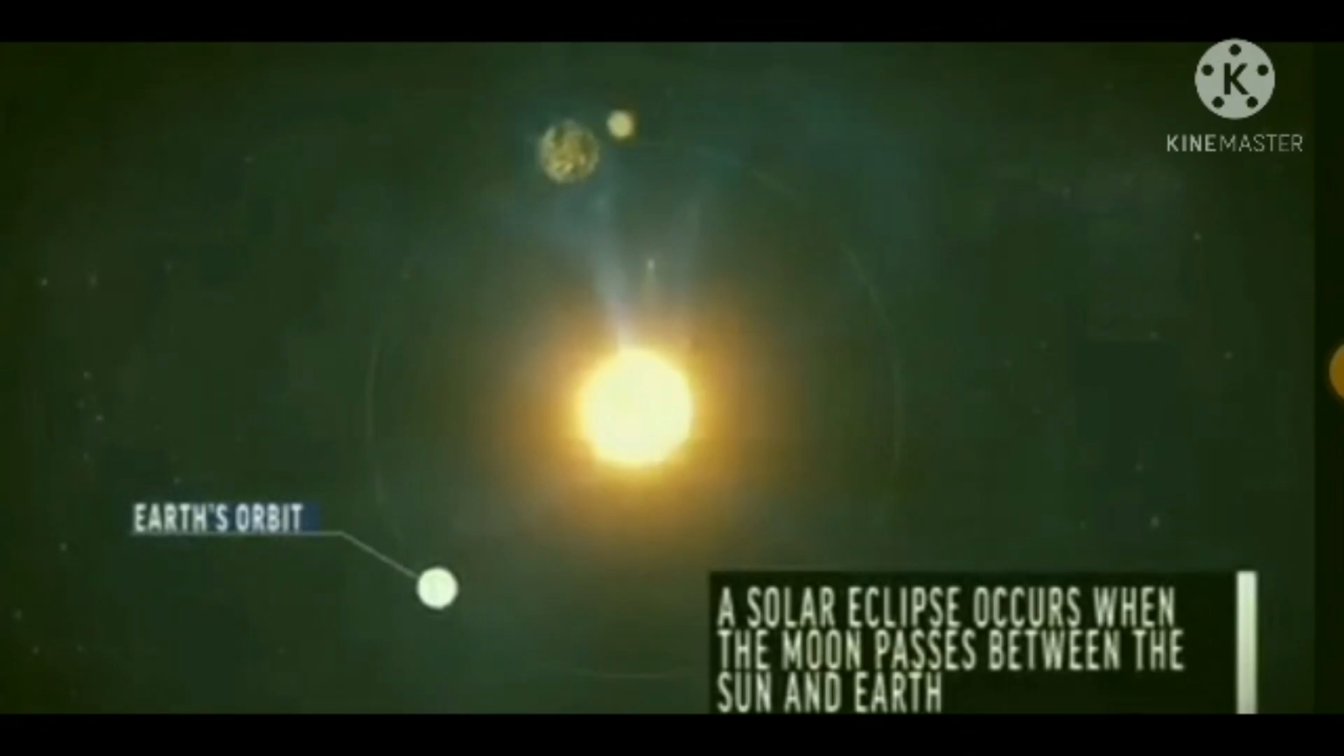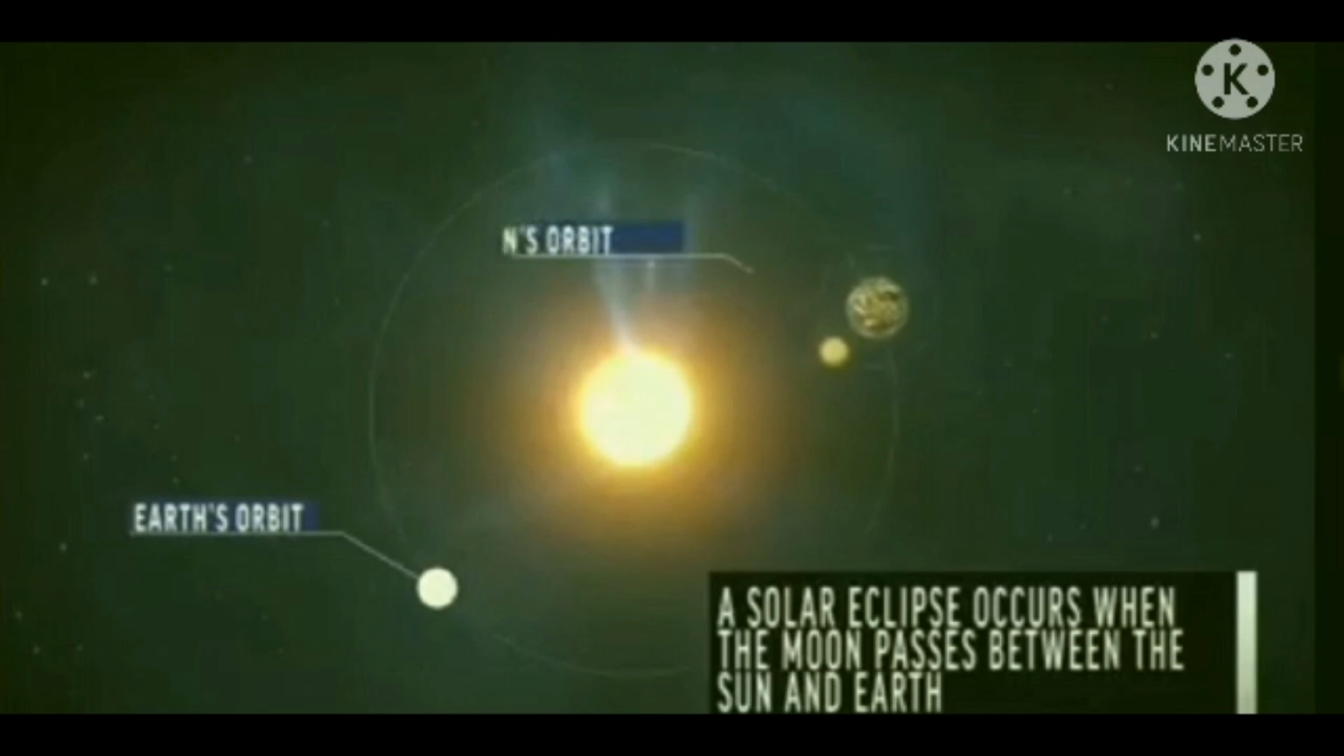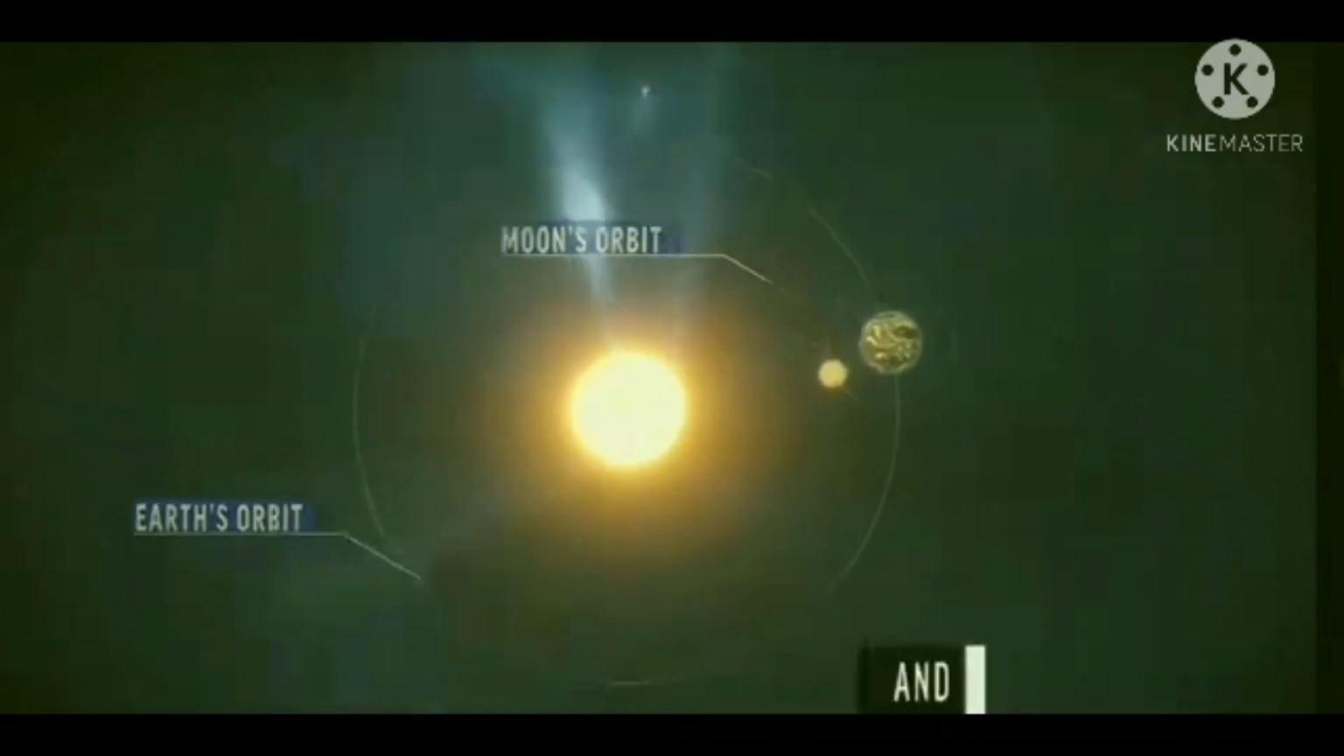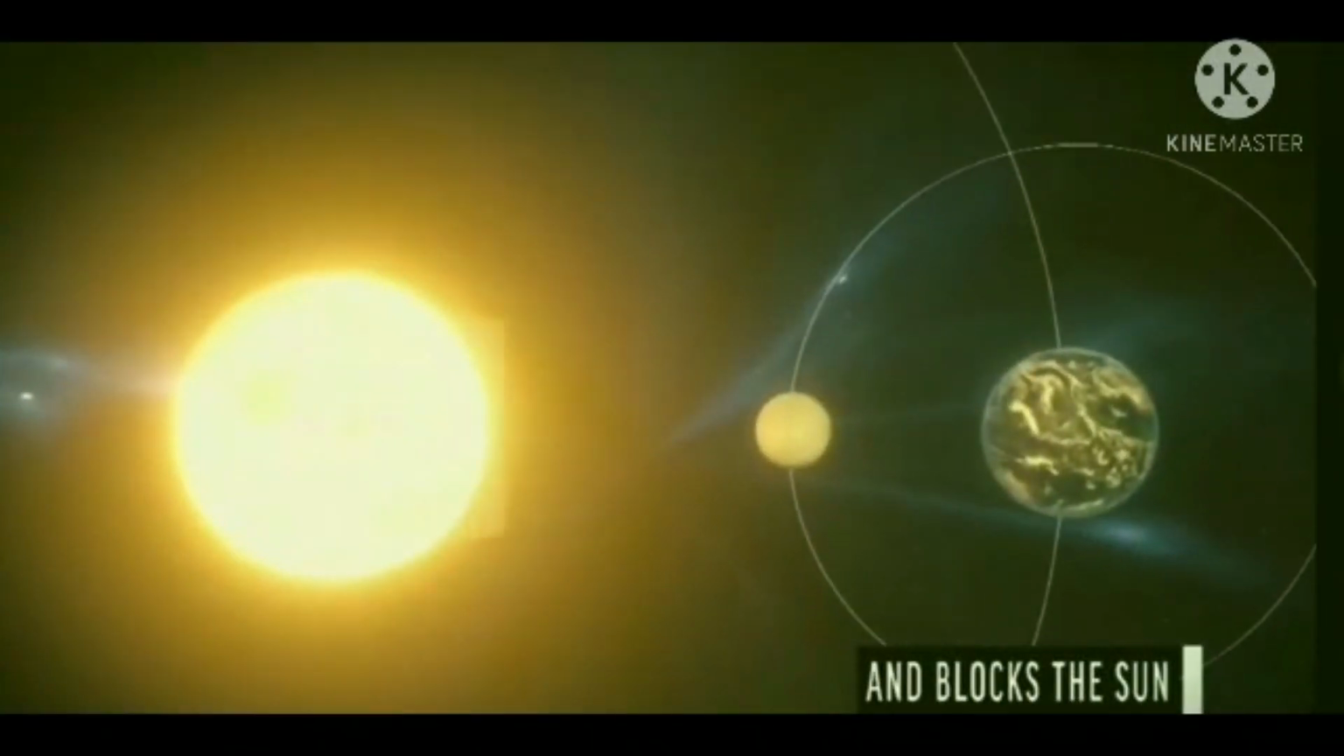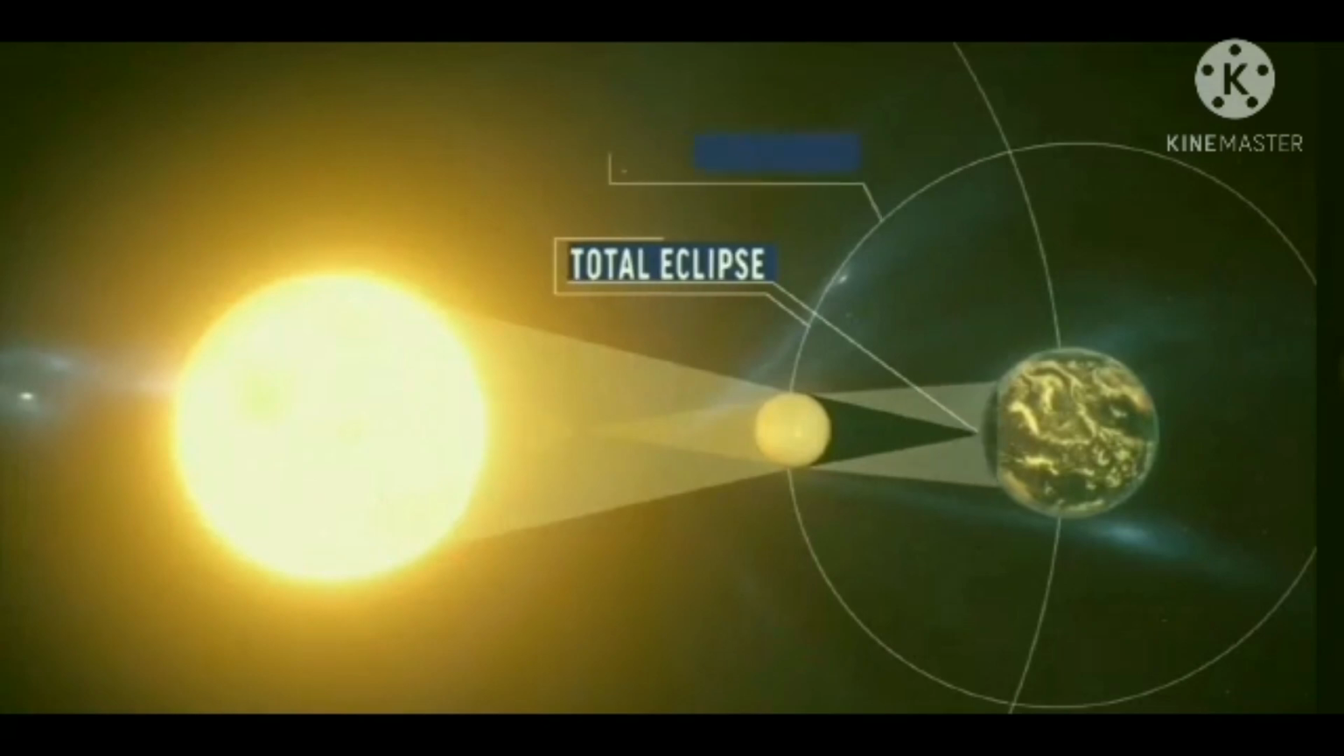A total solar eclipse is a phenomenon in which the Earth, Sun and the Moon come in a straight line and the Moon passes between the Earth and the Sun, thus blocking the Sun. So the people living in that area cannot see the Sun until the eclipse ends.